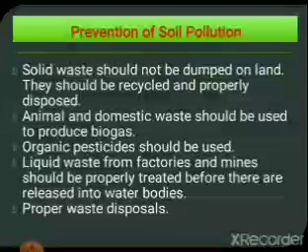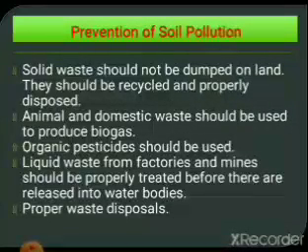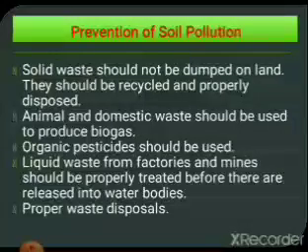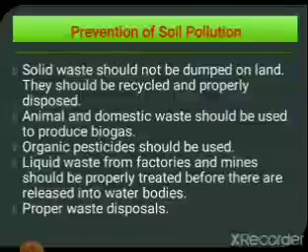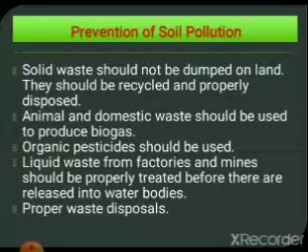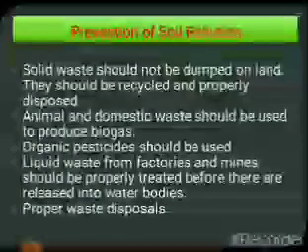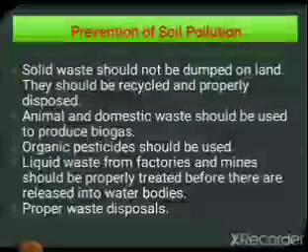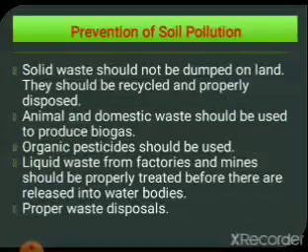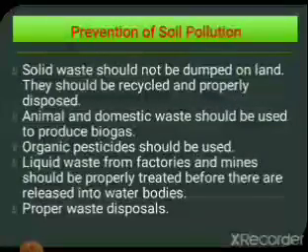Organic pesticides should be used instead of inorganic or chemical based pesticides. Organic based fertilizers should be used. Liquid waste from factories and mines should be properly treated before it is released into water bodies. So different chemicals from factories and all should not be directly sent into oceans, lakes and all. It will hamper water bodies, so it should be properly purified, and only then sent to oceans, lakes and all.